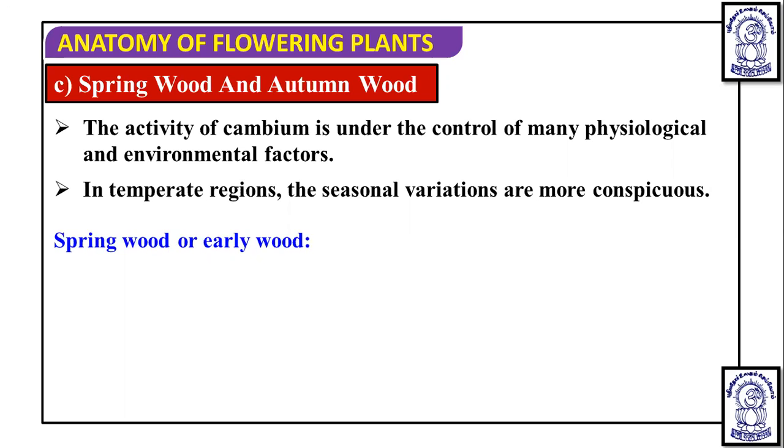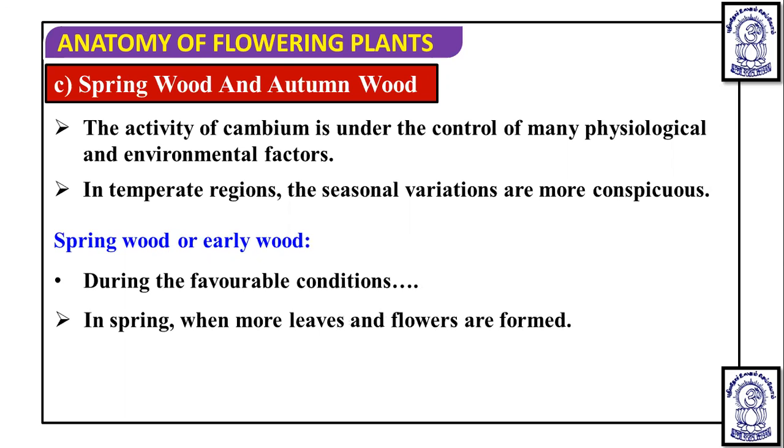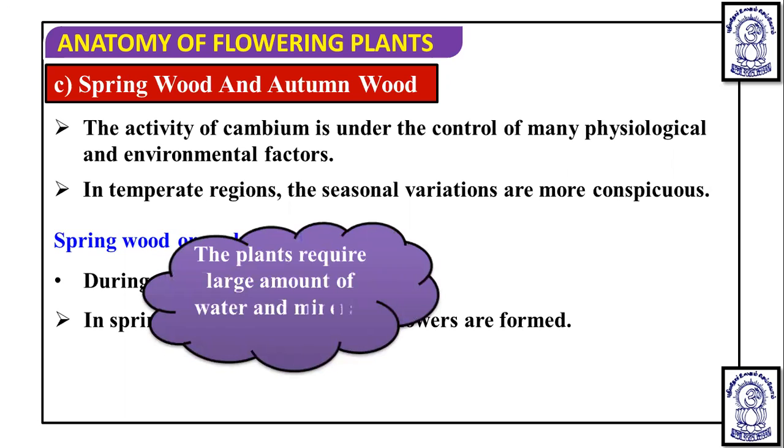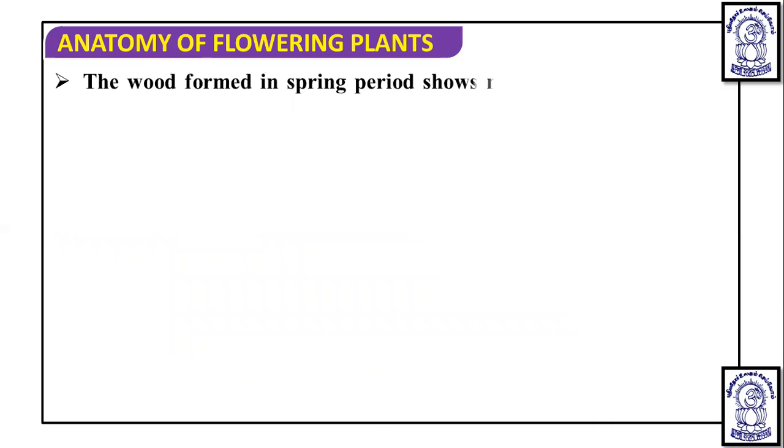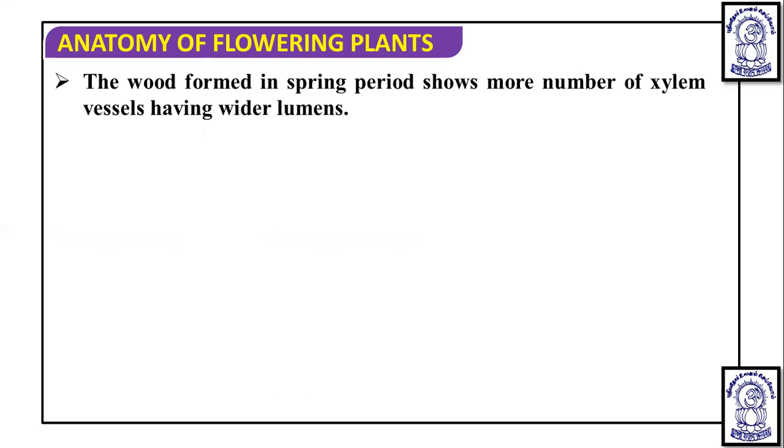Based on the activity of cambium, we are going to discuss here two types of wood: spring wood, also called early wood, and autumn wood. During favorable conditions, specifically in spring, when more leaves and flowers are formed, the plant requires a large amount of water and mineral salts. In spring there is formation of leaves and flowers, and obviously for this growth there is a need for water and mineral salts. And for the transport of water and minerals, there is a need for secondary xylem.